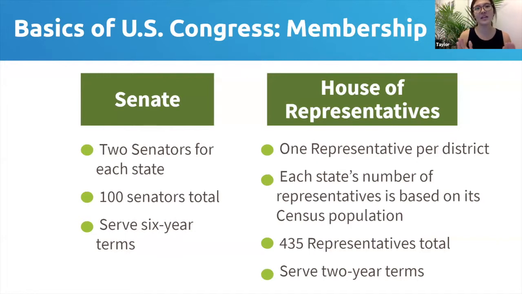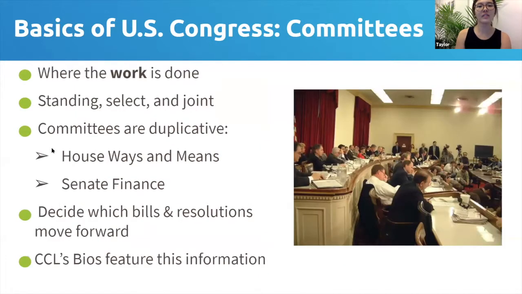Therefore, between the Senate and the House, there are 535 members of Congress, 100 coming from the Senate and 435 coming from the House of Representatives. Moving on, Congress divides its tasks by legislative tasks, oversight tasks, and administrative tasks, approximately 200 committees and subcommittees. So your member of Congress will probably belong to one of these committees. And in committees, this is pretty much where the work is done.